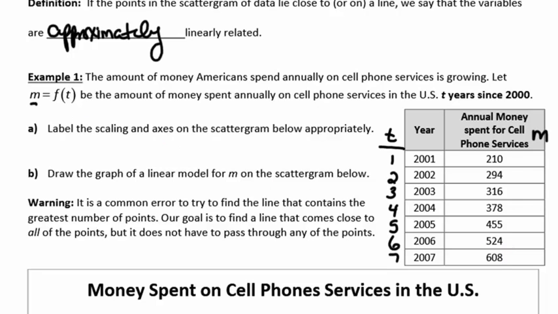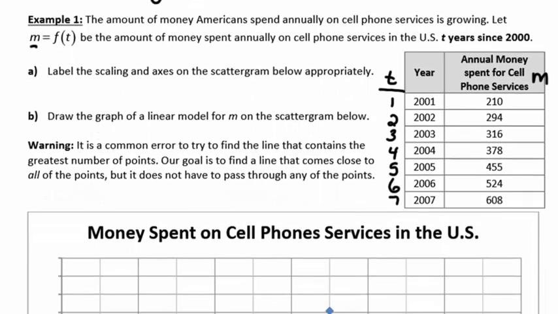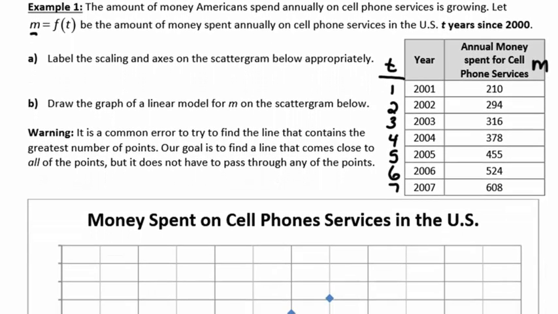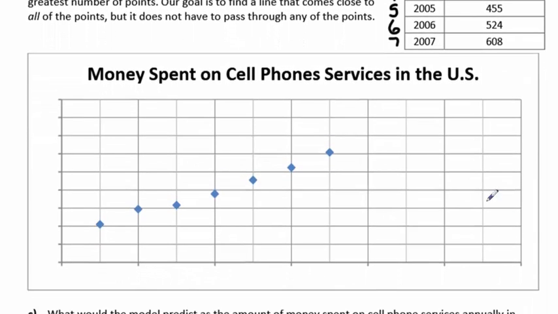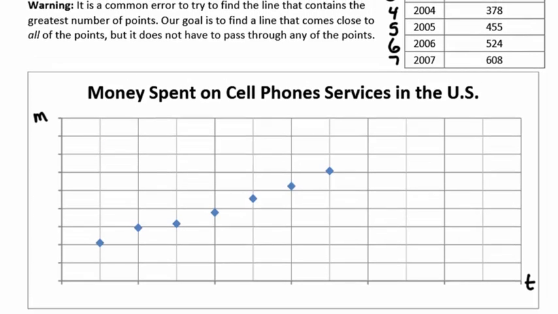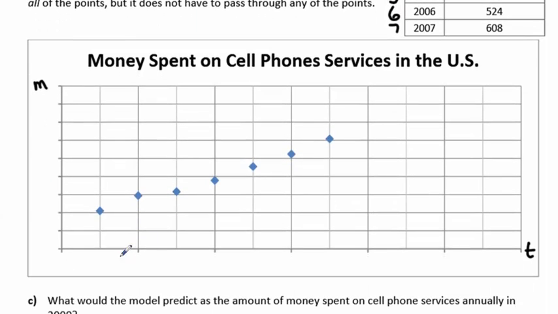So what I want to do first is make a scattergram. So I'm going to have my independent variable t along the horizontal axis. And actually the scattergram has been created. I just need to go ahead and label that. So I'm going to have t along the horizontal axis and m along the vertical axis. Now I need to figure out what scale was used here. It's kind of easy to find the scale for t because the values for t are 1 through 7. And it looks like that corresponds with what we have right here, 1 through 7. So let's label these.